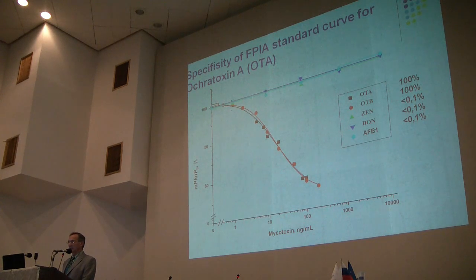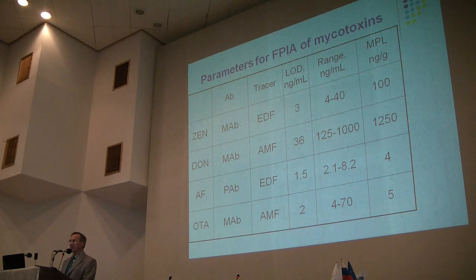Specificity is very high, but for ochratoxin A, up to now we could detect only the same specificity for ochratoxin A and ochratoxin B. No differentiation by immunoassay. So generally, these are the analytical parameters for fluorescence polarization immunoassay, which was developed in our laboratory using different combinations, different antibodies, different tracers, different labels.